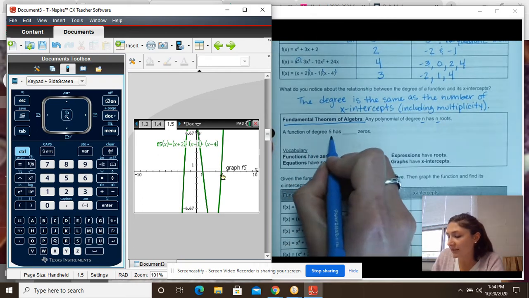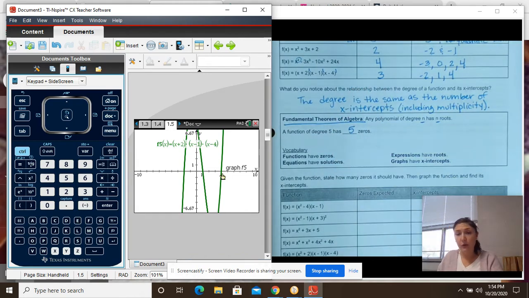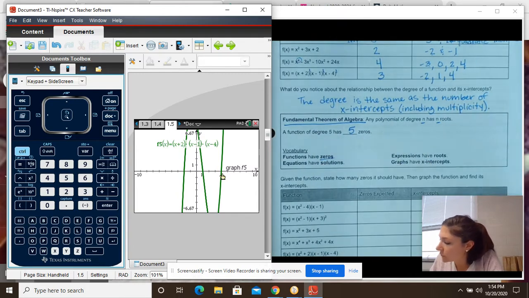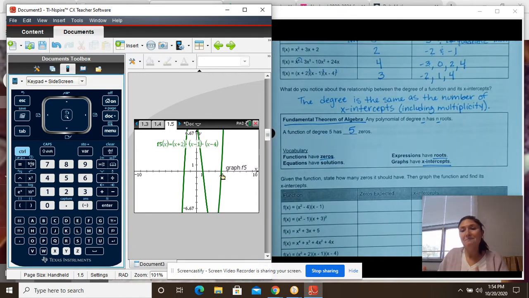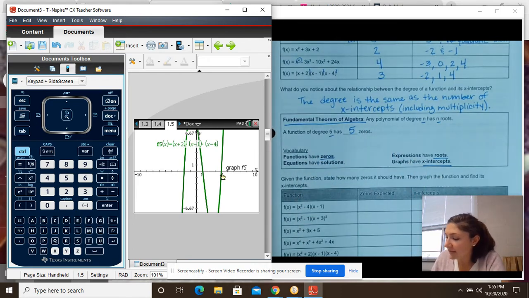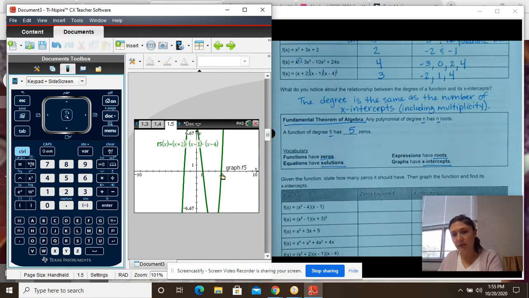So if my function has a degree of 5, that means that I should have 5 zeros or roots or solutions. We haven't seen solutions yet, but roots, x-intercepts, zeros, we've used all those words sort of kind of interchangeably up to this point. And that's the same idea that we're going to see moving forward. Whatever the degree of my function is, that's how many zeros or roots or x-intercepts or solutions I should expect to have.